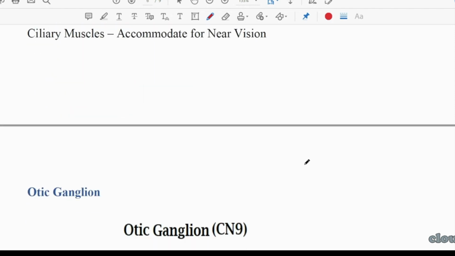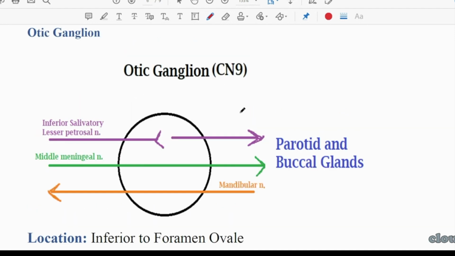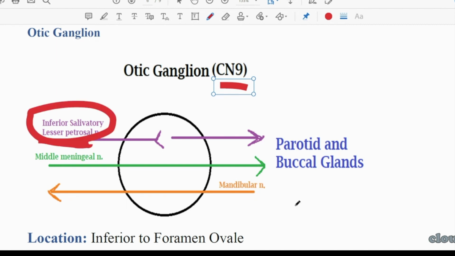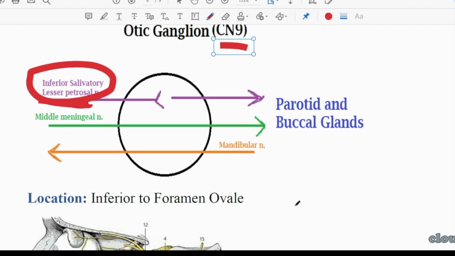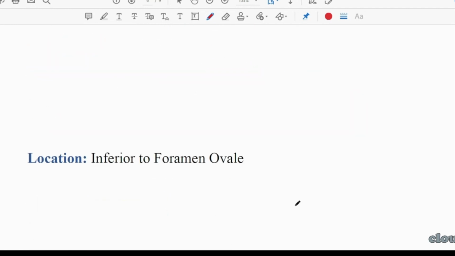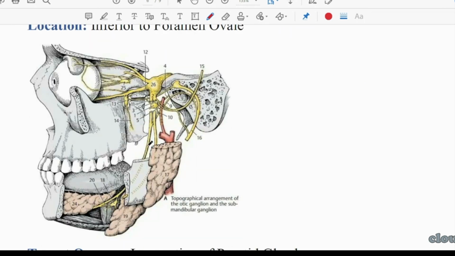Second, let's talk about the otic ganglion. The otic ganglion receives its preganglionic fibers from the inferior salivatory nucleus and travels within the lesser petrosal nerve, a branch of the glossopharyngeal nerve. This hitchhikes on the auriculotemporal nerve and provides innervation to the parotid and buccal glands. The location is just inferior to the foramen ovale, as you can see in the picture.